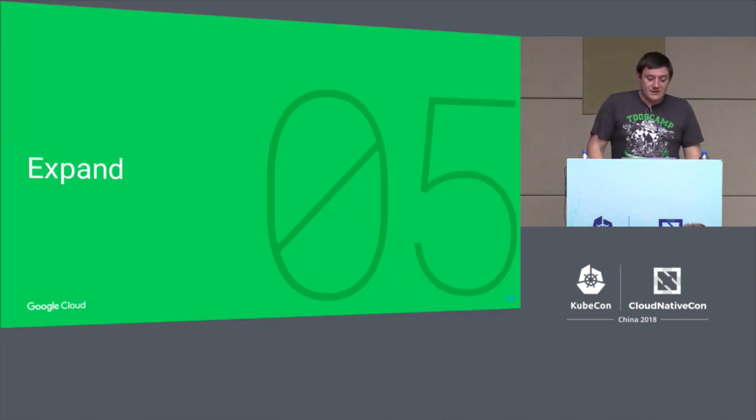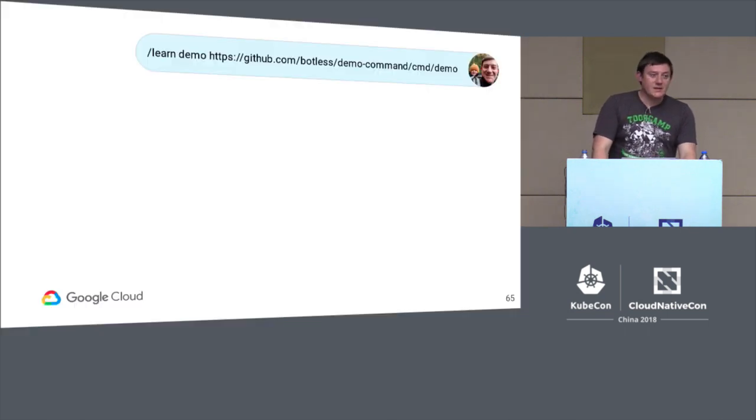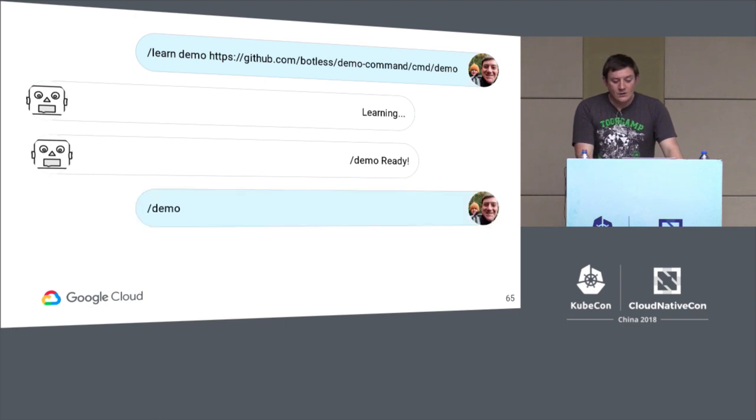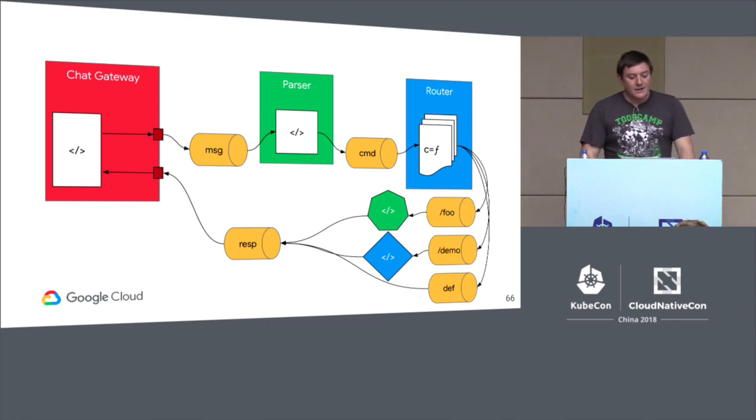How about expanding what Botless can do? We could make it easy to deploy new commands inside of services, but because I trust my team, I could make a command that automates that feature from within the chatbot framework itself. So, a learning command. And here's what that would look like installed inside the cluster. The code has been converted into a container, and the channel links it to the router.